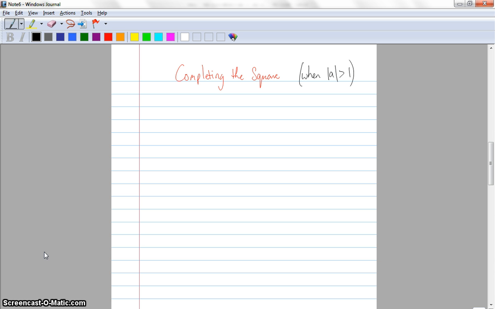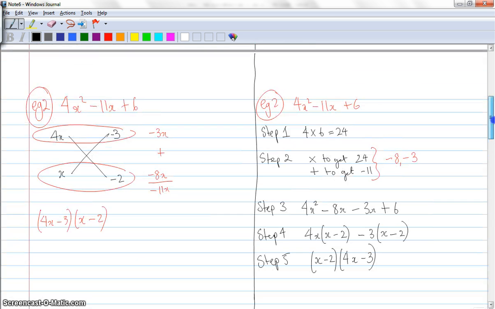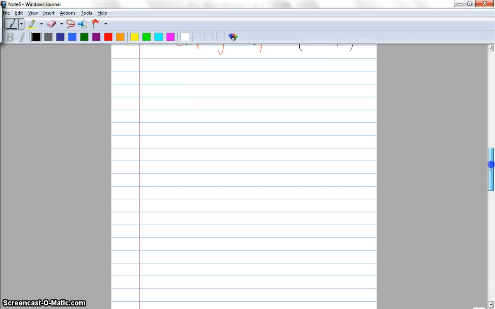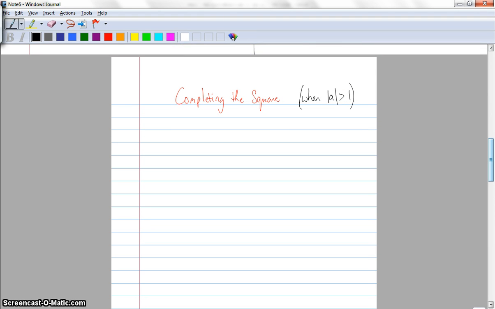The only difference today that I'm going to show you is when a is bigger than 1. Just like when we're doing up here with our factorising quadratics using the cross method or the Miss Hayden's method, a, b and c. This time again a is going to be bigger than 1. I've got a couple of examples for that, and they get a little bit messy towards the end, but hopefully you can stay with me and watch them and learn from them.